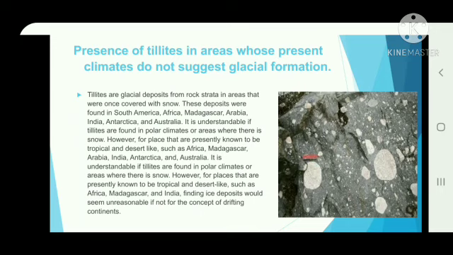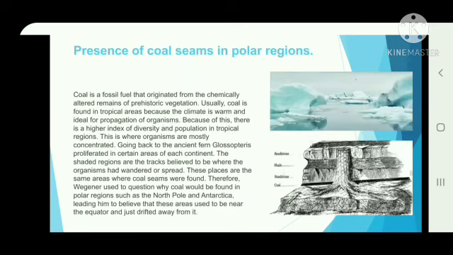Going back to the ancient fern Glossopteris, it proliferated in certain areas of each continent. The shaded regions are the tracts believed to be where the organisms had wandered or spread. These places are the same areas where coal seams were found. Therefore, Wegener questioned why coal would be found in polar regions, such as the North Pole and Antarctica, leading him to believe that these areas used to be near the equator and just drifted away from it.